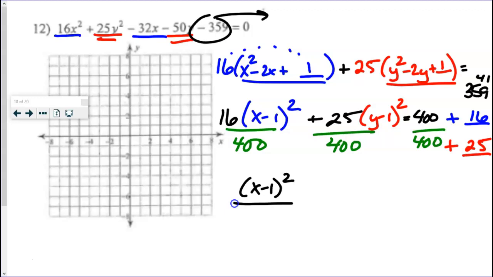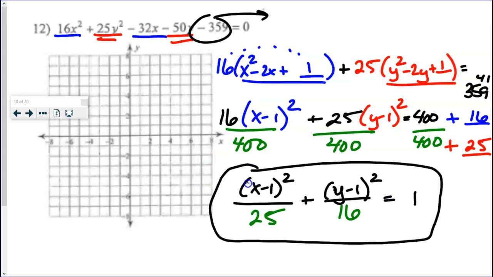All right, so that's a 1 over 25. So this guy here becomes a 25. And then that's a 16, right? 25 over 400 is 16. Oh, ugly. Okay, y minus 1 squared. And then 400 over 400 is a 1, like it should be. So there is the equation for the ellipse.